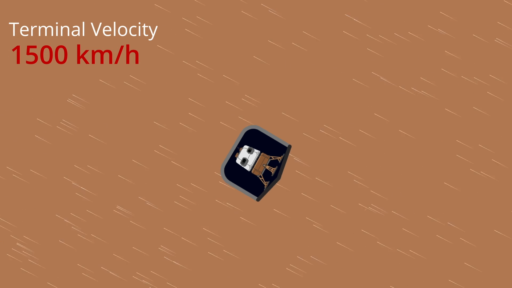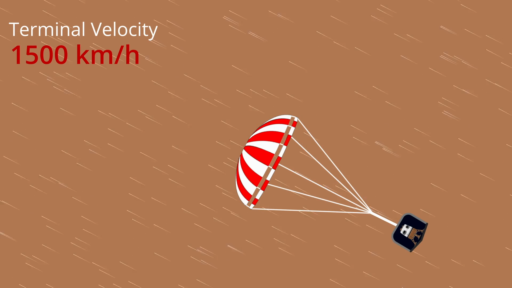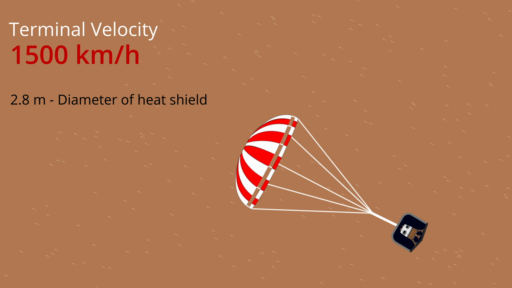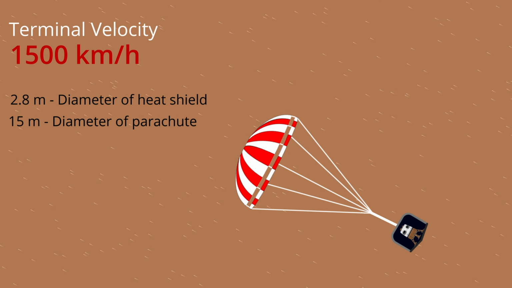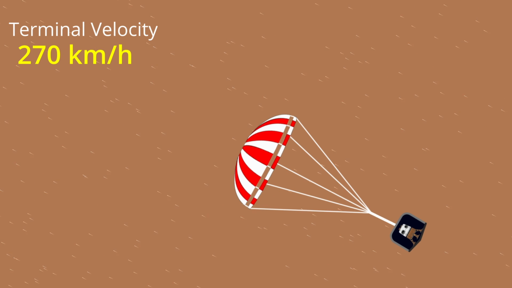For that, a parachute is employed. The parachute increases the surface area from 6 square meters, that's the area of the heat shield with a diameter of 2.8 meters, to 177 square meters, 50 meters in diameter. That's the size of the parachute. Once the parachute is deployed, it reduces our terminal velocity to 270 kilometers per hour.